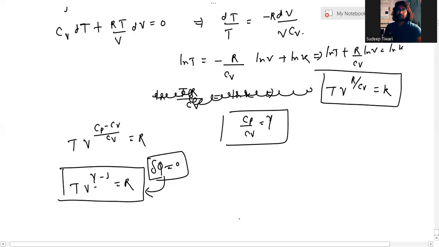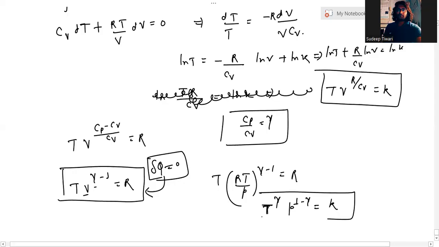And then you can do all sorts of things. Instead of V, you can write RT upon P. So if you write it as RT upon P raised to power gamma minus 1, this will be equal to constant. So it will be T raised to power gamma and P raised to power 1 minus gamma is equal to some constant. This is also an equation of state. And from this, you can also derive PV raised to power gamma is equal to constant. So for adiabatic processes, these are the respective equations of state.